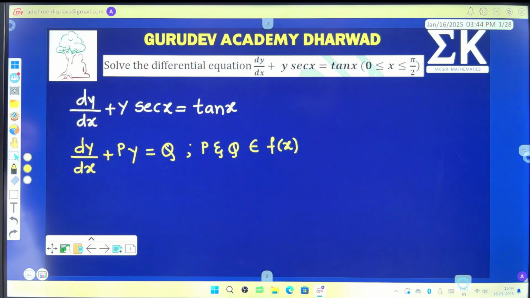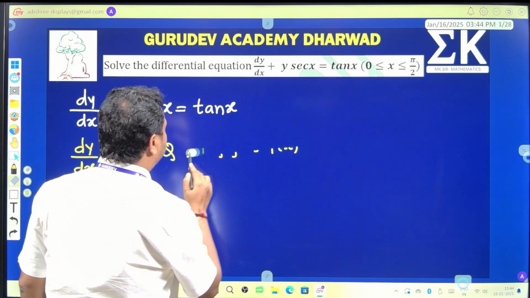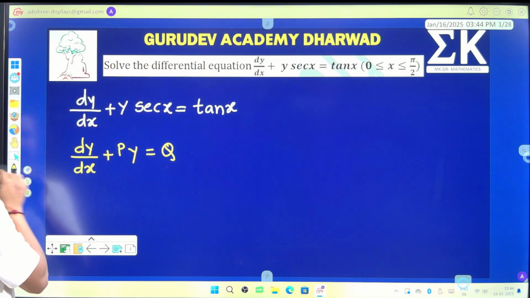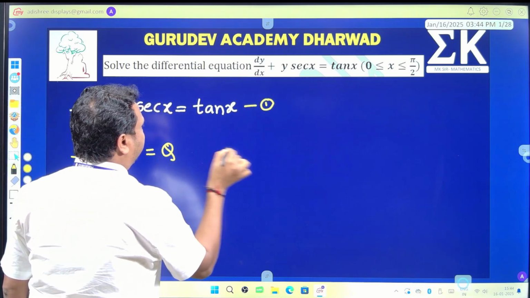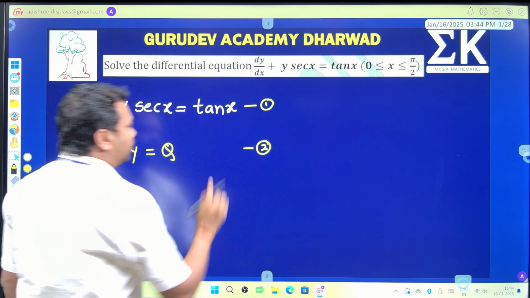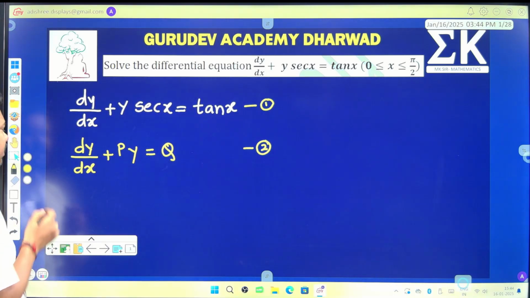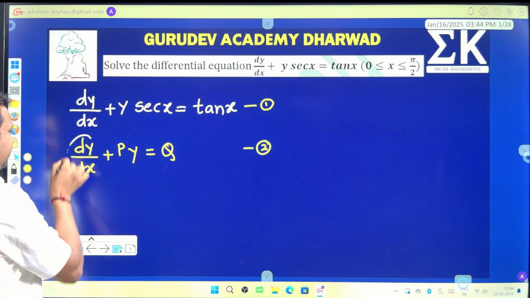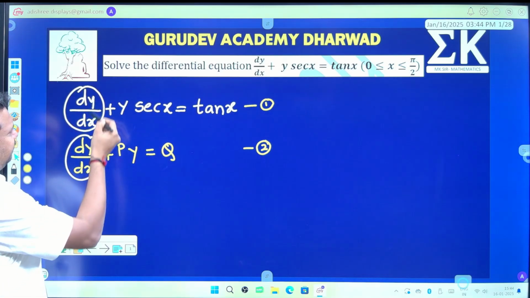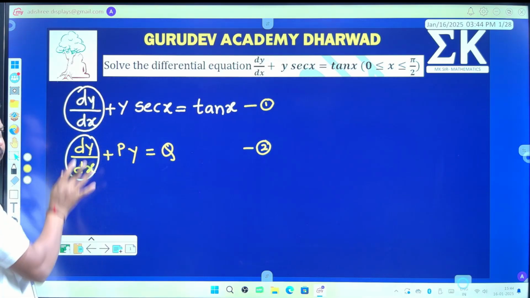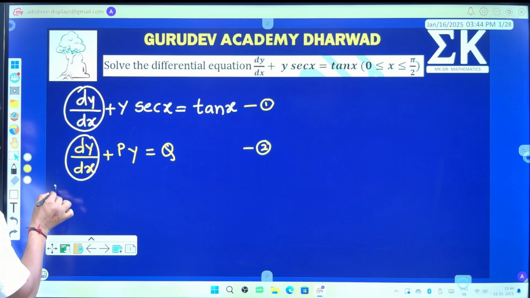So it means I have to compare the problem with the standard form of linear differential equation. Let me call it equation number 1 and this one as equation number 2. Before comparing, you have to ensure that the coefficient of dy by dx is 1 or not. Please observe, right? In this case, the dy by dx coefficient is 1, so I am directly comparing with the linear differential equation, right?